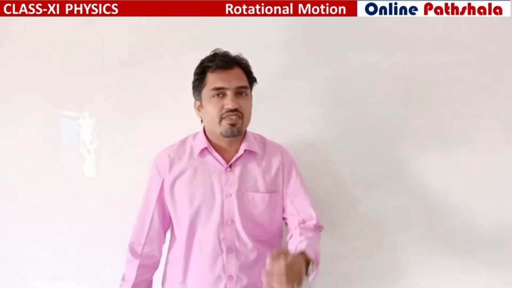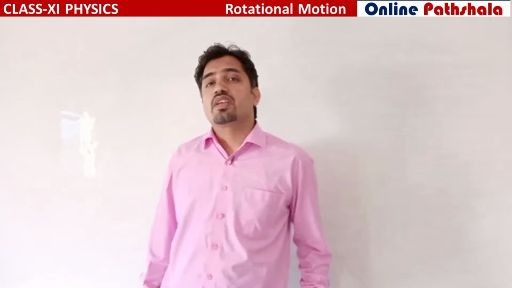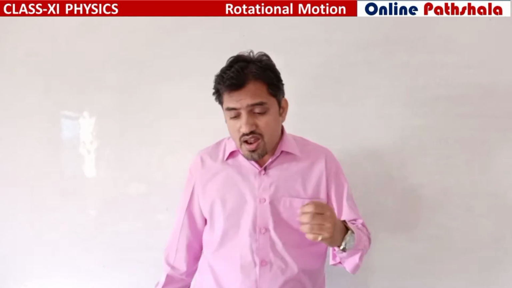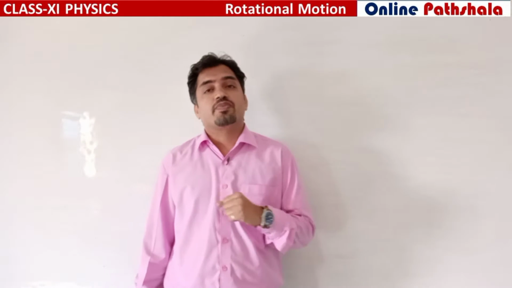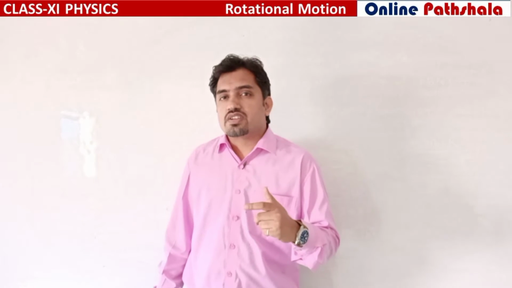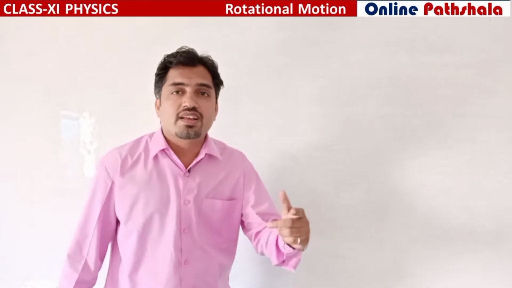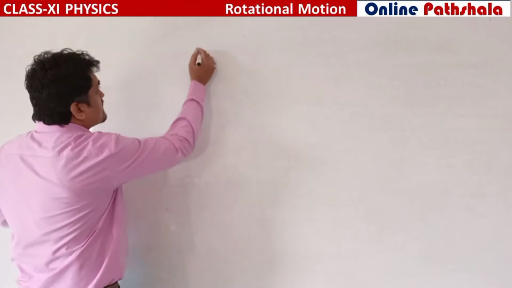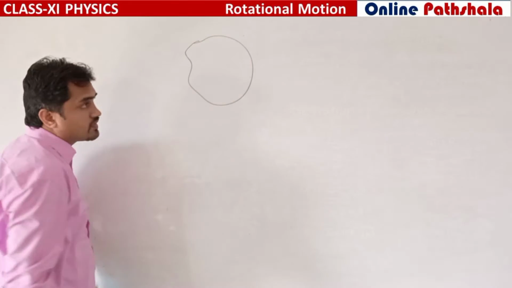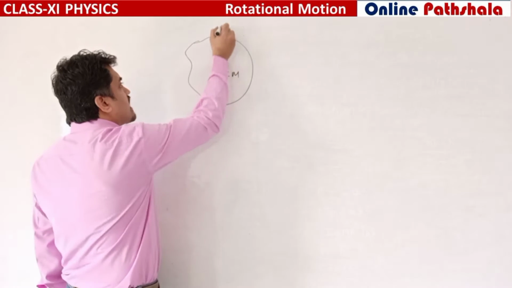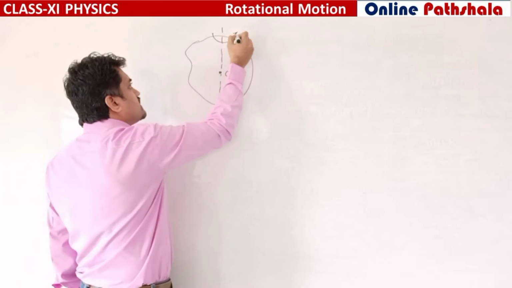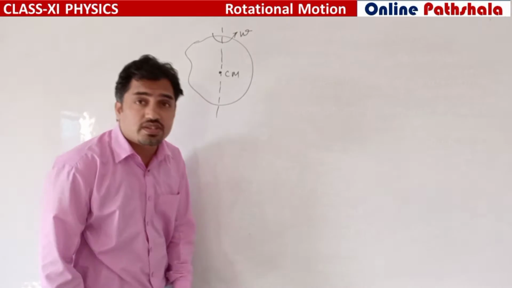Hello my dear students, you are in physics class and we are talking about rotational motion. In rotational motion, if we are talking about energy, we have rotational kinetic energy and translational kinetic energy. So in this lecture we will talk about rotational kinetic energy. Let us consider a body rotating about the center of mass with angular velocity omega.